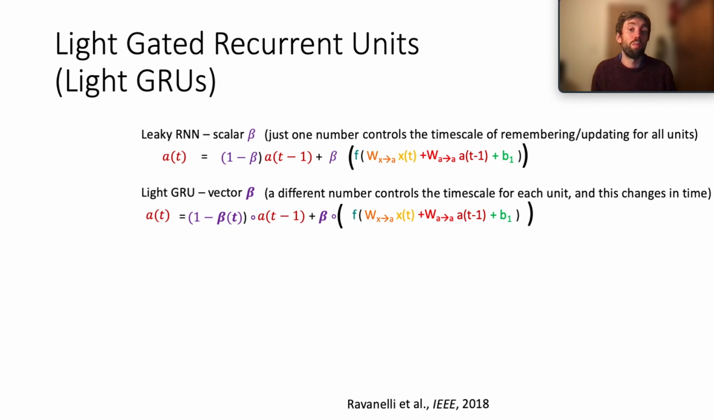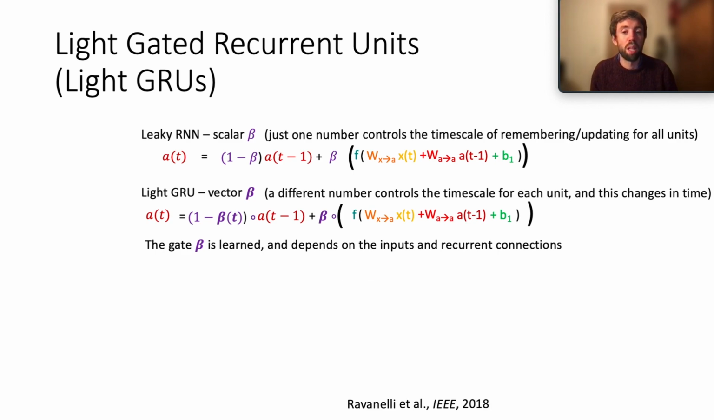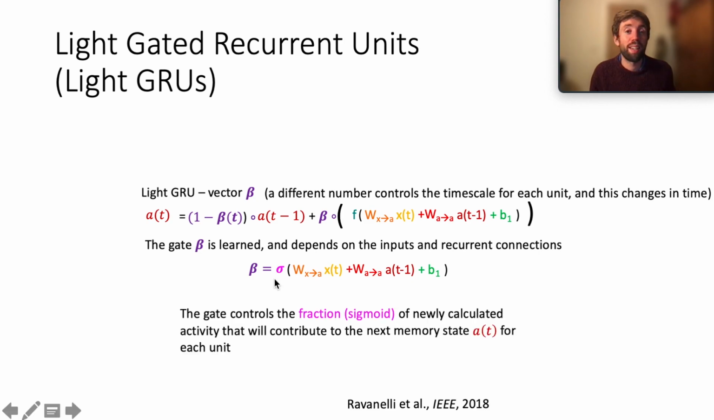And so a different number controls the timescale for each unit, and this can change in time because the gate beta is in fact learned, and it depends on both the external inputs and the recurrent activity. So we see that the gate has an equation that is like a vanilla RNN equation, but the activation function used here is usually the sigmoid. And this gate controls the fraction of newly calculated activity that will contribute to the next activity state, a_t, of each unit.